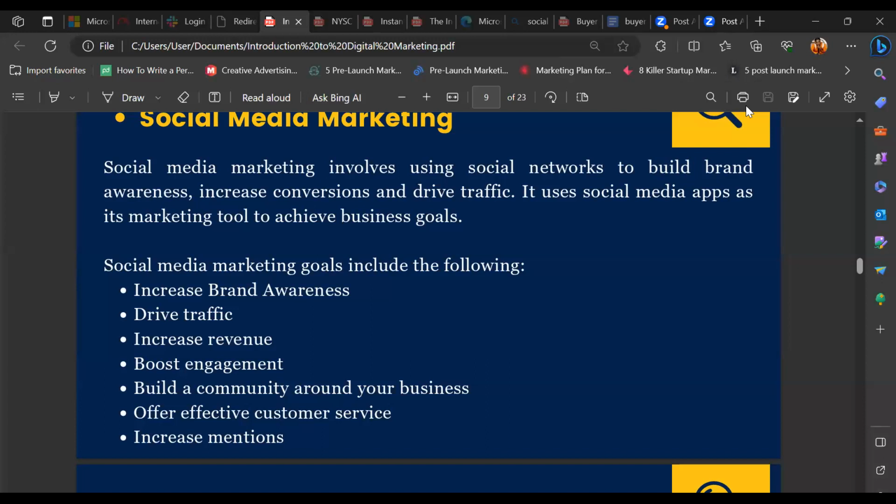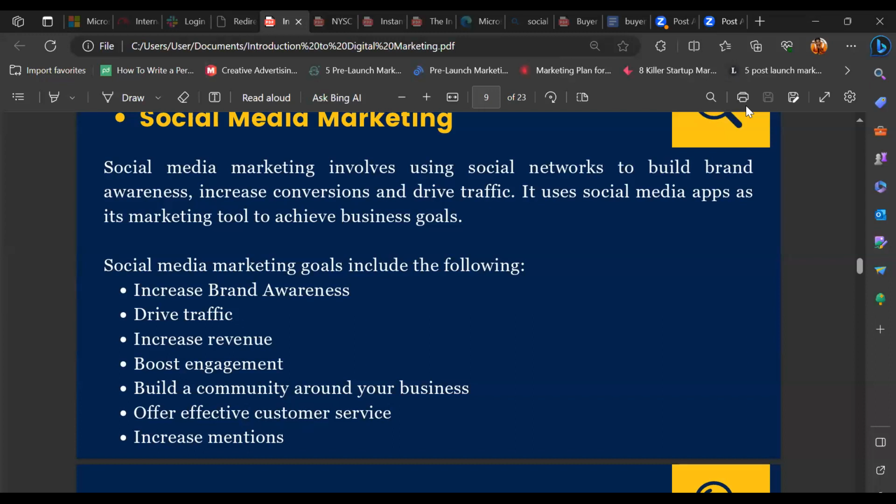And that is what social media marketing helps a business that is not as big as them do. It gives and increases your brand awareness because you will be in the faces of your prospective customers. Secondly, it helps you drive traffic, right? You can drive traffic through social media marketing. You can drive traffic to your website. You can drive traffic to wherever you want to drive your traffic to, right? It helps you do that.